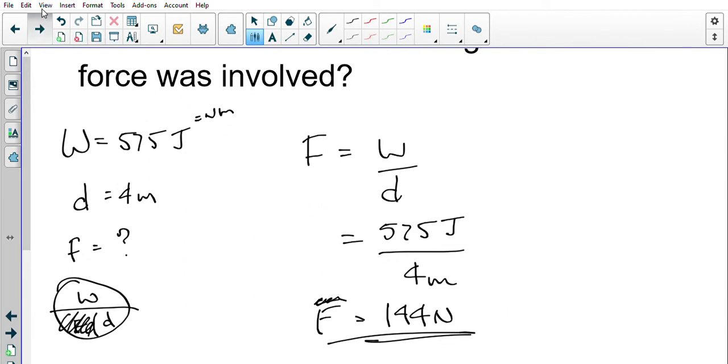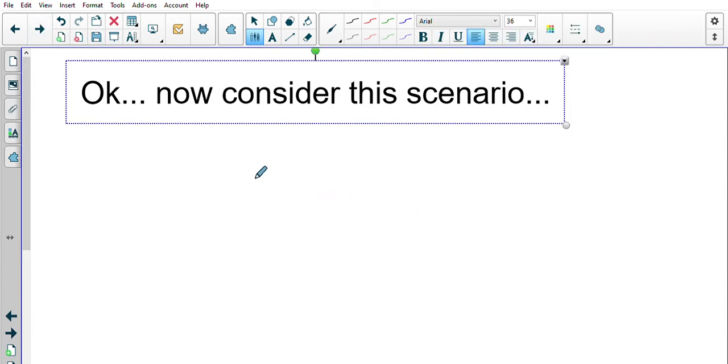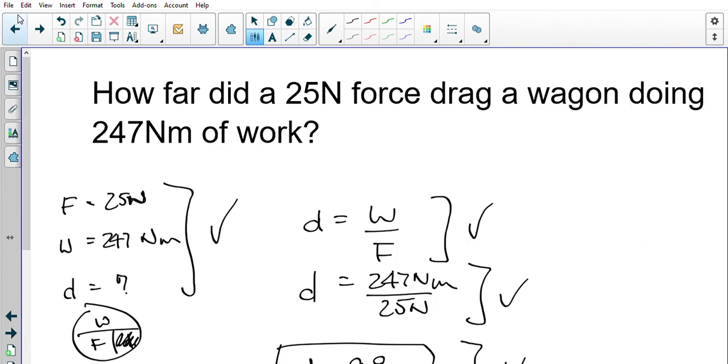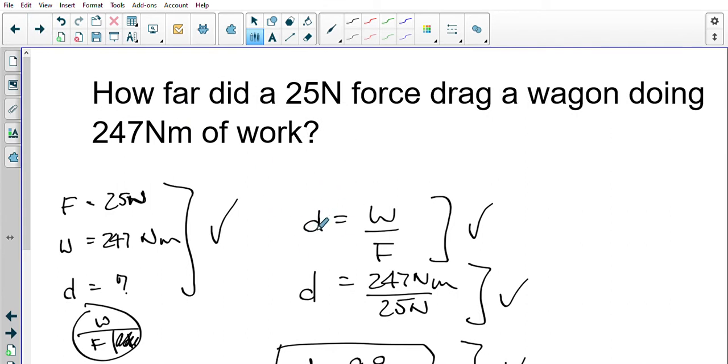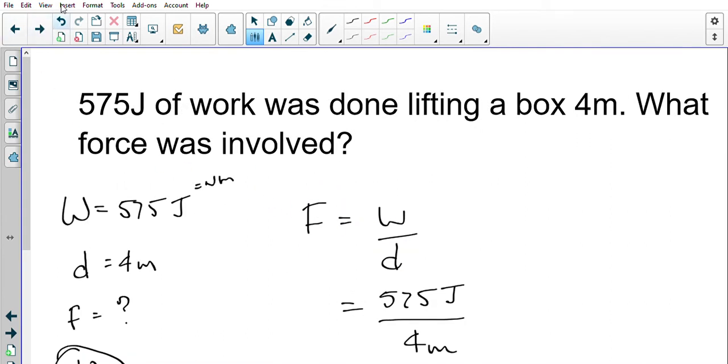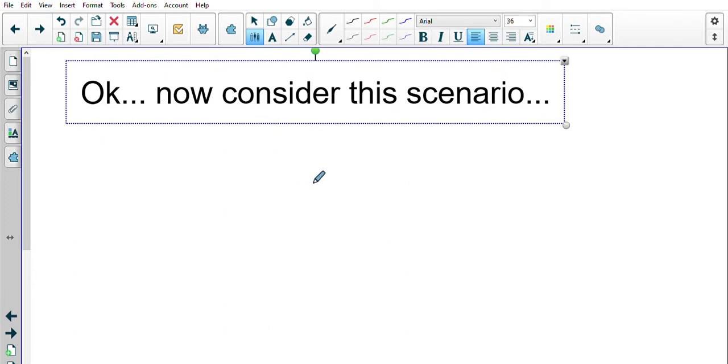All right, let's go through another example. Oh, nope, not examples. We've gone through 3 examples. First of all, calculating work. Then we said calculate the distance given the work and the force. And then calculate the force given the work and the distance. We have 3 variables, 3 types of questions. Use the circle to help you know how to do the calculation.